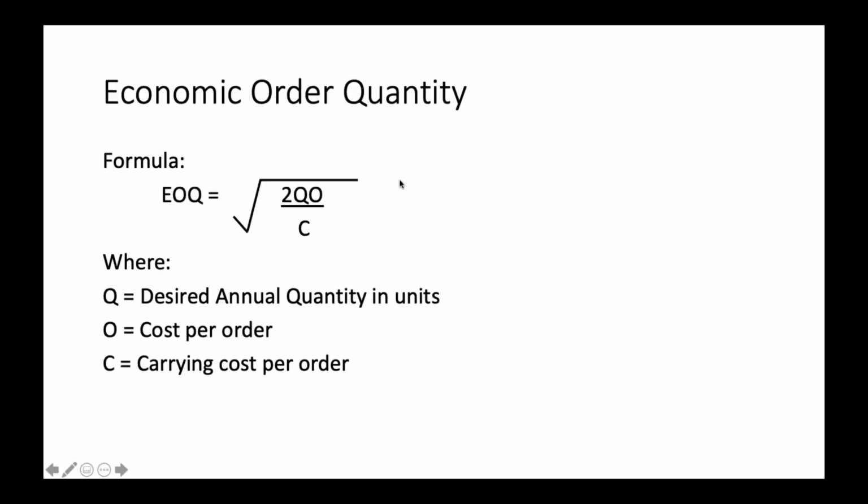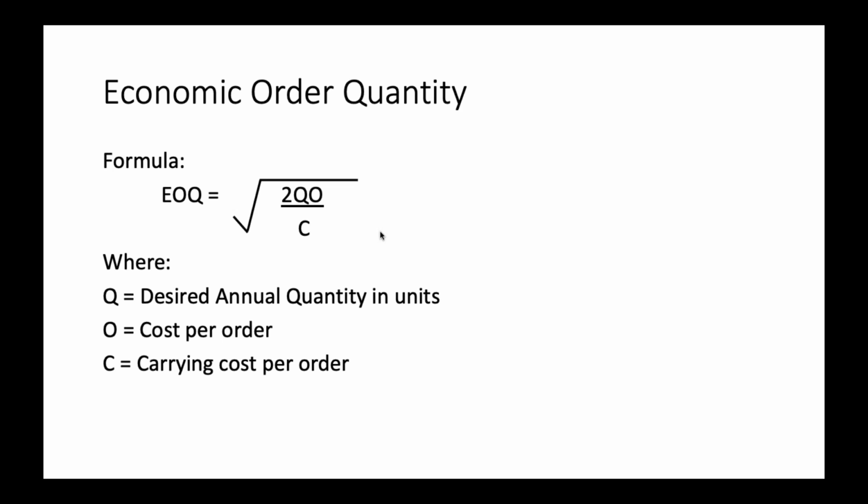Okay, next is EOQ, or Economic Order Quantity. EOQ will tell you how many units to be ordered at the most economical cost. Pinakamura na cost ng inventory. At the same time, it will give you the number of units to be ordered. And the formula is square root of 2 times Q times O over C, where Q is the desired annual quantity in units, O is the cost per order, and C is the carrying cost per order.